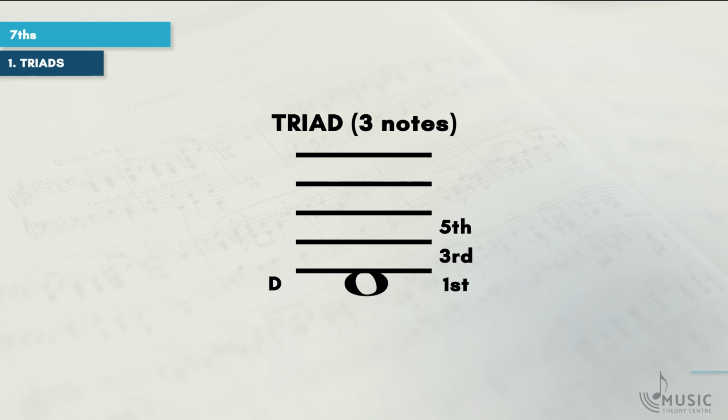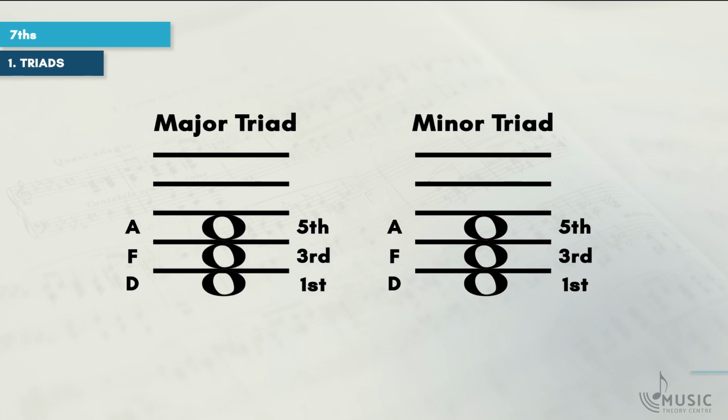Then we count up. The third will be an F of some kind, and the fifth is an A, which is 5 letters above D. There are two main types of triad, a major triad and a minor triad. There are some others, and we'll talk about these in later videos. Both of these triads start with the root, numbered 1, and both use the same fifth. This is called a perfect fifth, as it's the same for both major and minor.